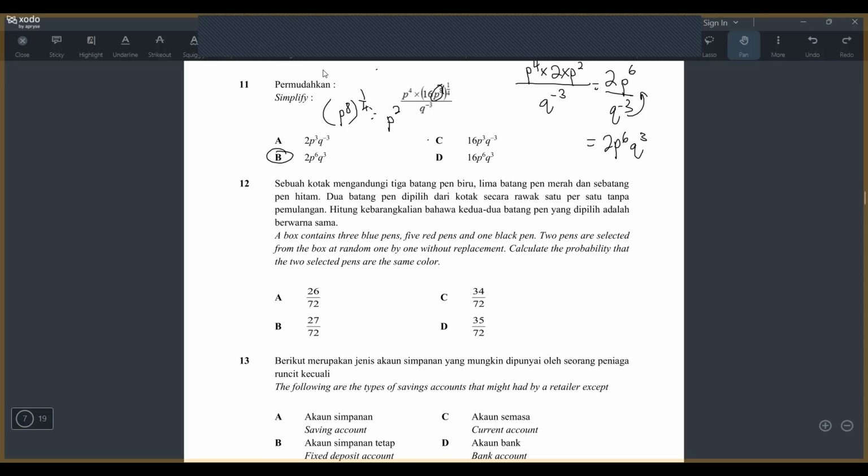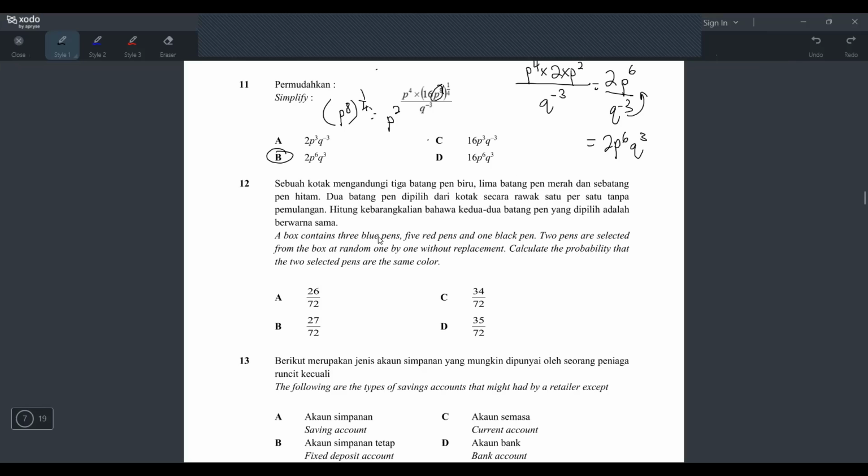Okay, number 12. Let's read the question. A box contains 3 blue pens, 5 red pens, 1 black pen. 2 pens are selected from the box at random 1 by 1 without replacement. Calculate the probability that the 2 selected pens are the same color. Okay, this is a probability question from chapter 9. But you have to read this word: without replacement. Without replacement means I have taken 1 pen, I don't put it back. And in total, I will end up with 2 pens because I take 2.